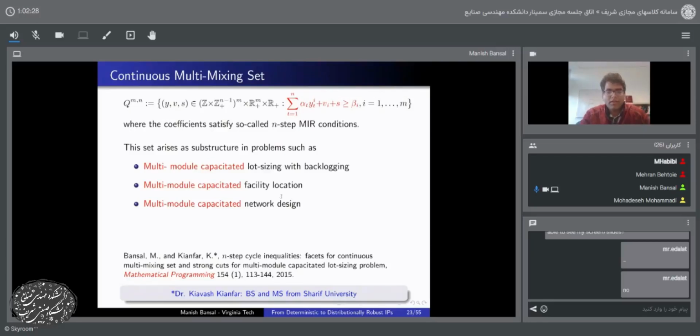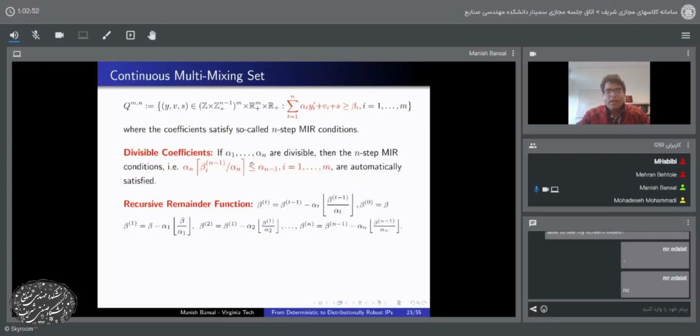And this work is my first connection with Sharif. This was done with my PhD advisor, Dr. Kevash Kianfer, who did his undergrad and master's at Sharif. So this is my first connection with Sharif.